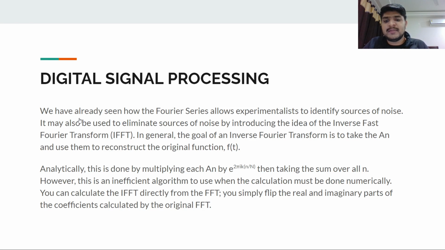Analytically, this is done by multiplying each a_n by its prefix, that is e to the power 2 pi i k n upon N, then taking the sum over all n. However, this is an insufficient algorithm to use when the calculation must be done numerically. You can calculate the IFFT directly from the FFT. To do that, you need to simply flip the real and imaginary parts of the coefficients calculated by the original FFT.